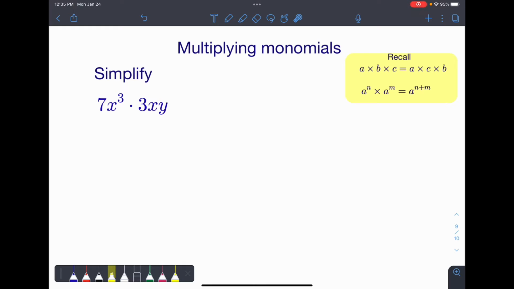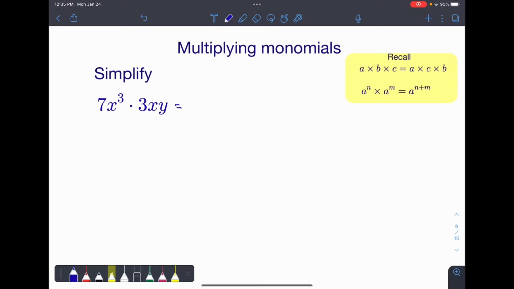All right, we're going to simplify this expression. And the way we're going to do that is we're going to combine variables with the same base, and we're going to multiply the coefficients together. And we're going to use two rules here. The first is this one up here, that when we just have multiplication like this, we can rearrange the order of multiplication. So watch what I'm going to do.